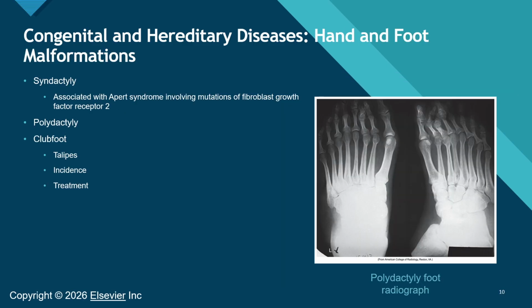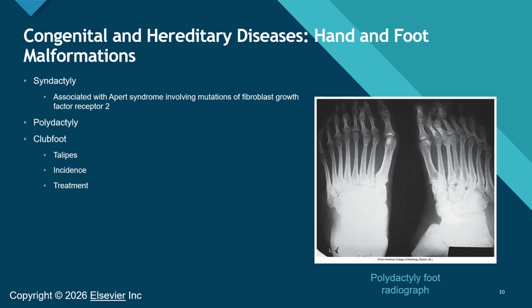Now we're going to move on to hand and foot malformations. Many hand and foot abnormalities can occur during fetal development, but they can be surgically corrected at birth. Syndactyly is the failure of fingers or toes to separate. The result of this is that it creates a webbed digit appearance.